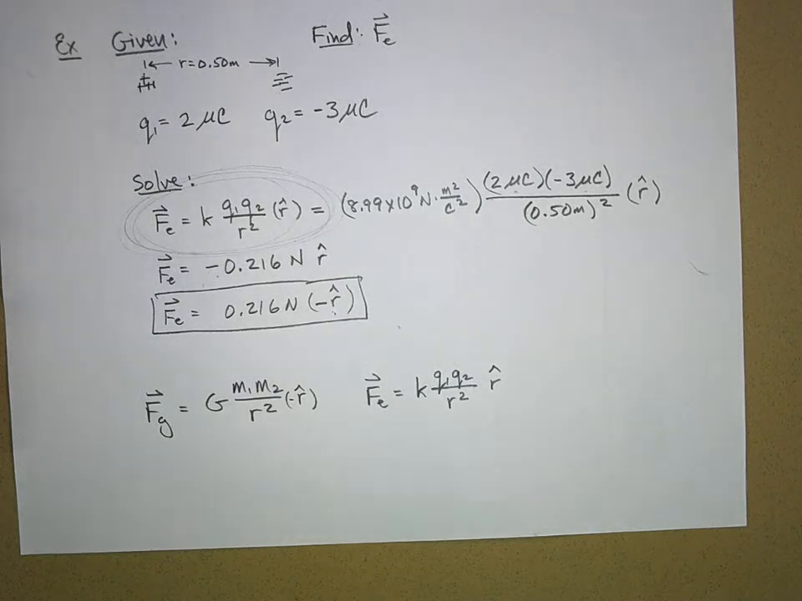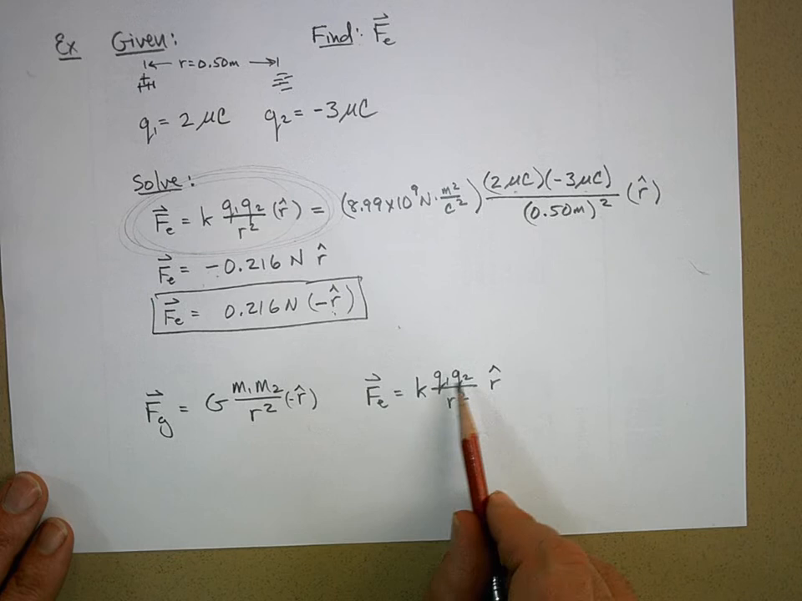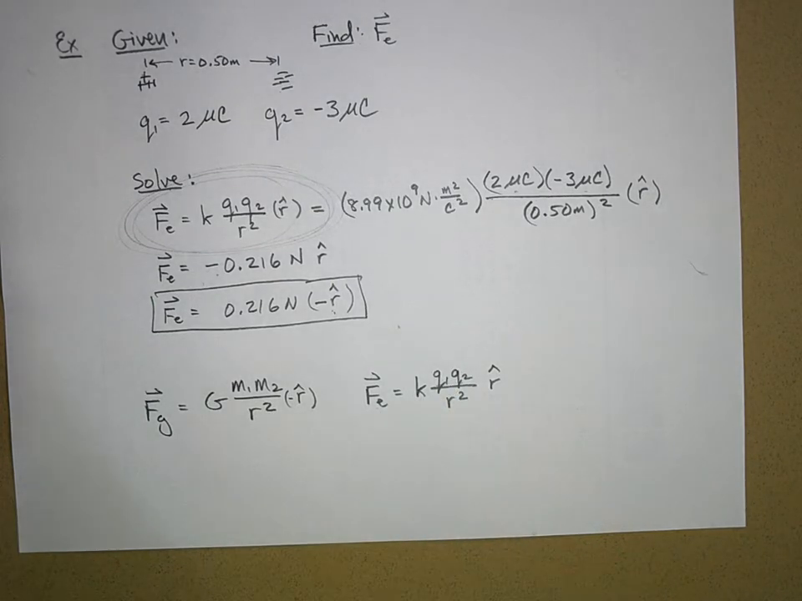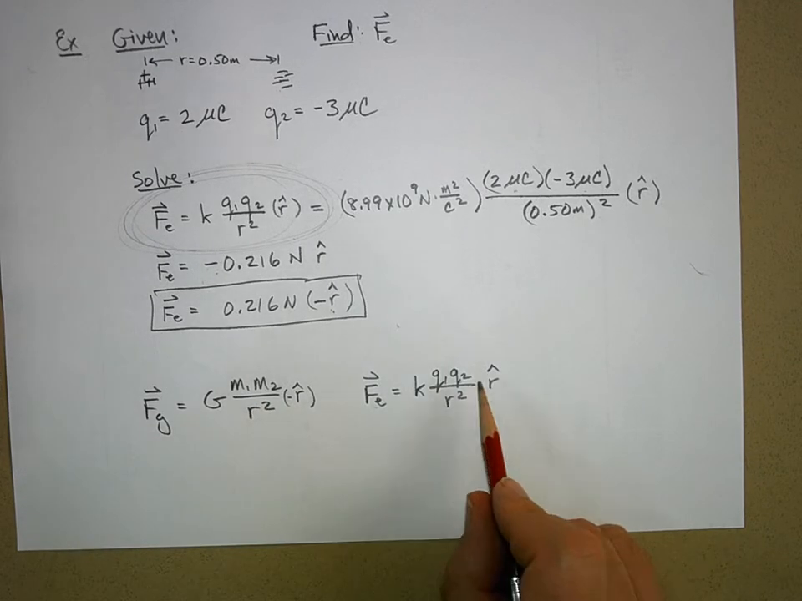But with electric force, we have two kinds of charge. Like charges will repel, unlike charges will attract. So you've got two kinds. You have attractive force and repulsion. Here it's just attractive. Here it can be attractive or repulsive.